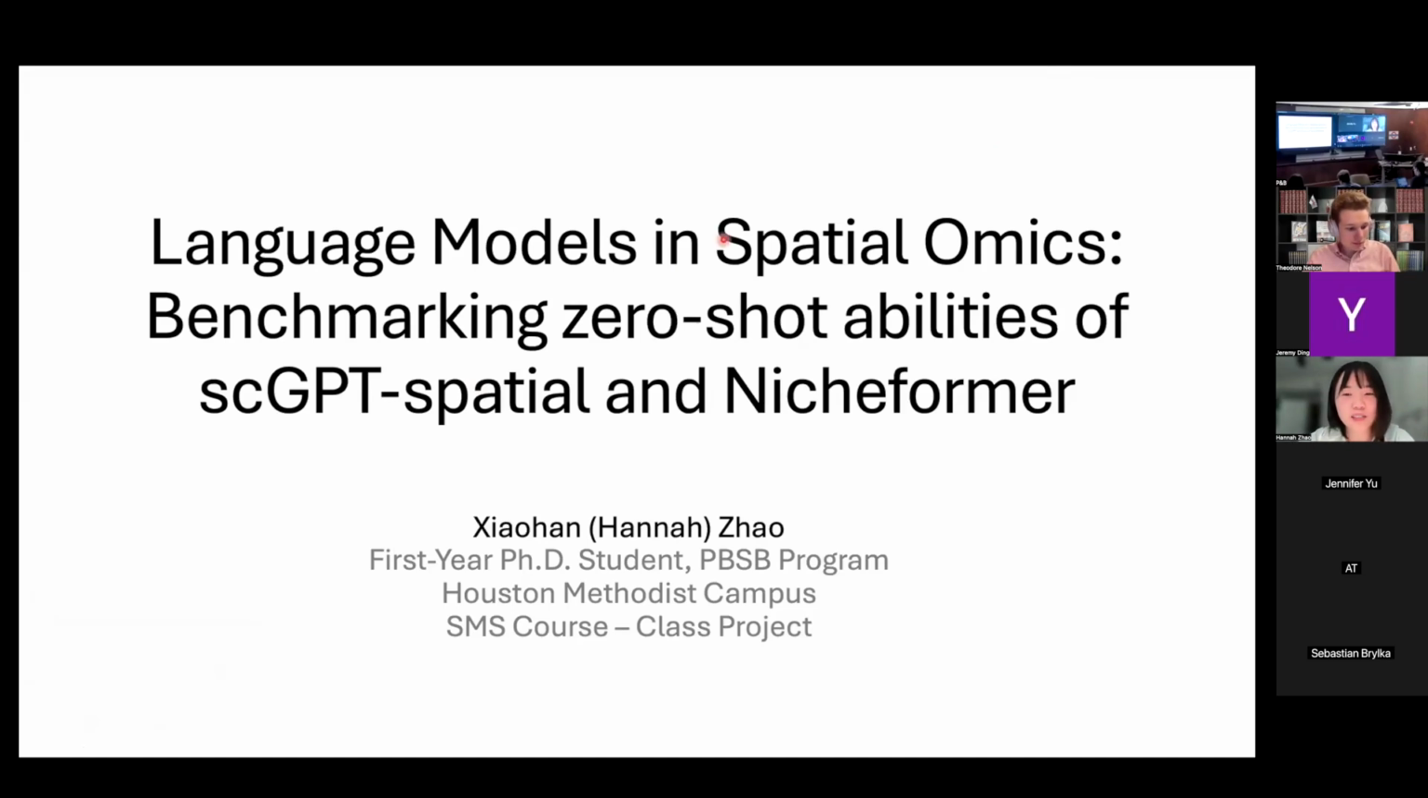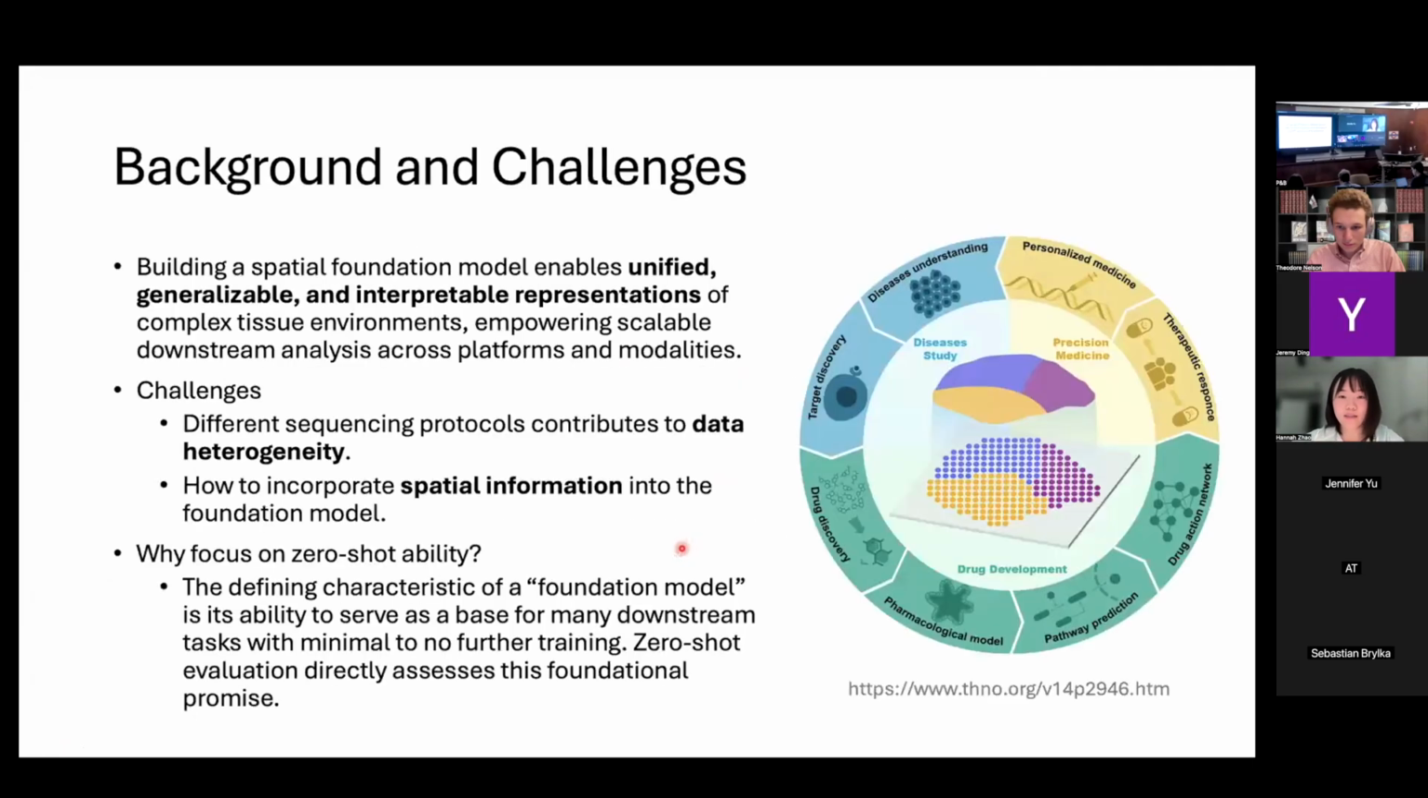My project was the other half of Jennifer's: to benchmark the language model-based spatial foundation models. To be more specific, I benchmarked the zero-shot abilities of scGPT Spatial and Nicheformer. Okay. Just a little bit of background.